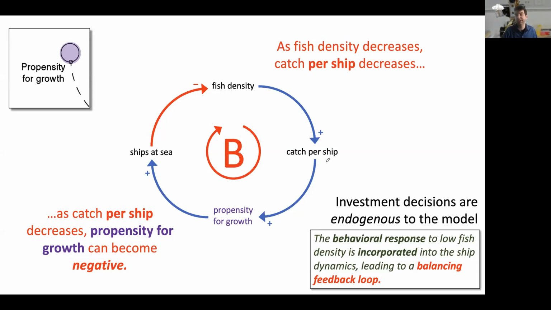The other way to look at it is if you had a decrease in fish density, that's going to decrease catch per ship, which is going to decrease enthusiasm, which is going to decrease the ships at sea, which hopefully then will increase fish density, which will then slow that down as well. So we have this balancing loop. And so we've now managed to make investment decisions endogenous to the model. We have modeled the psychology of those making decisions about how many ships to buy and how many ships to sell.